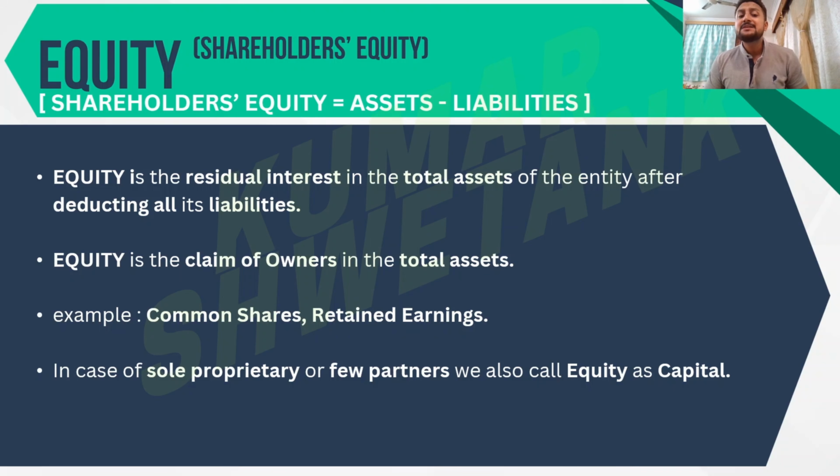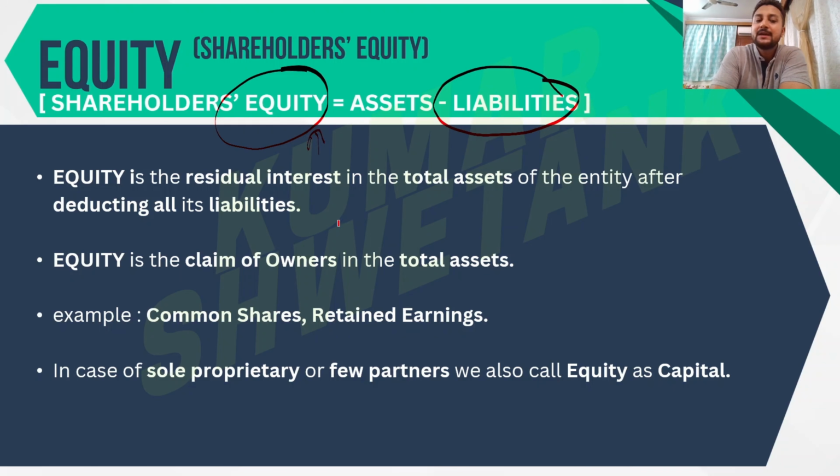Equity is the residual interest in the total assets of an entity after deducting all its liabilities. Equity is the claim of owners on the total assets. Likewise, liability was the claim of outsiders. So equity is the claim of owners on the total assets after paying all the liabilities. The money you are left with, known as equity, is the owner's money.